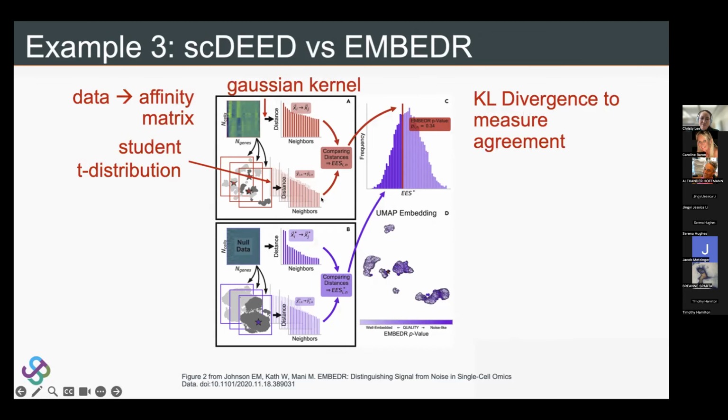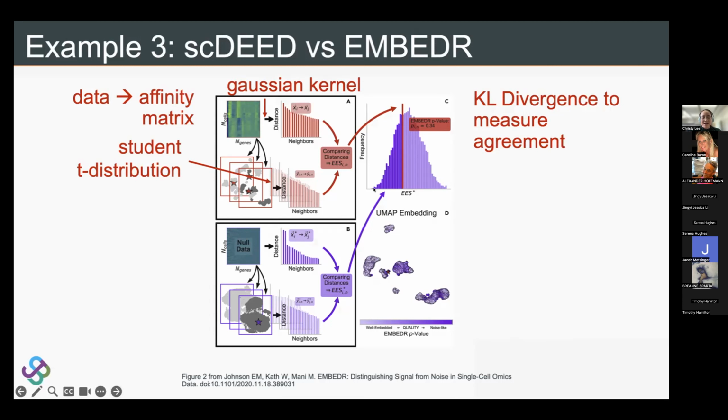And say how similar cells are to each other. Then the student's t-distribution to evaluate the low dimensional space, and then compare this through the KL divergence. So a very similar process to t-SNE. The only difference here is in the null data distribution, where they not quite permute data, but will randomly sample gene values for each of the cells, and then apply the same matrix to get a null distribution of EES scores, which they can then threshold on.